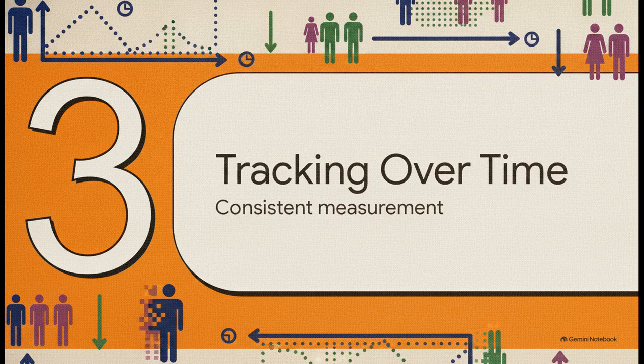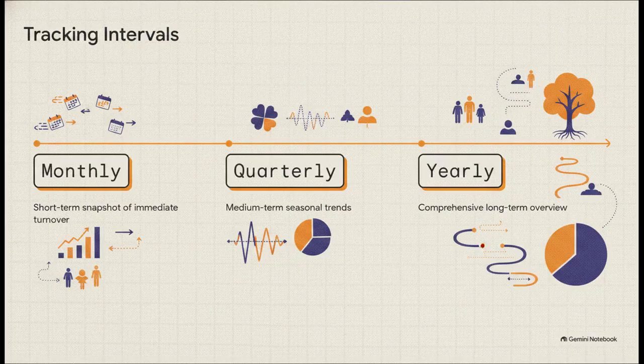Section 3, tracking over time. So the crucial point is that a ratio on its own is really just a freeze frame. To make it useful, it has to be tracked consistently over time. To make this actionable, the source lays out a very specific timeline for this consistent tracking. You need to look at the ratio monthly, quarterly, and yearly. Taking the time to look at those expanding intervals allows you to capture both the immediate reactions and the long-term generational shifts happening within your organization.